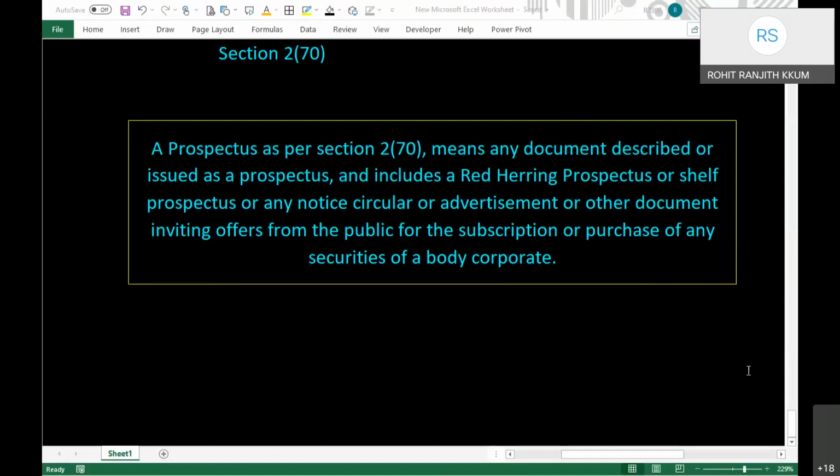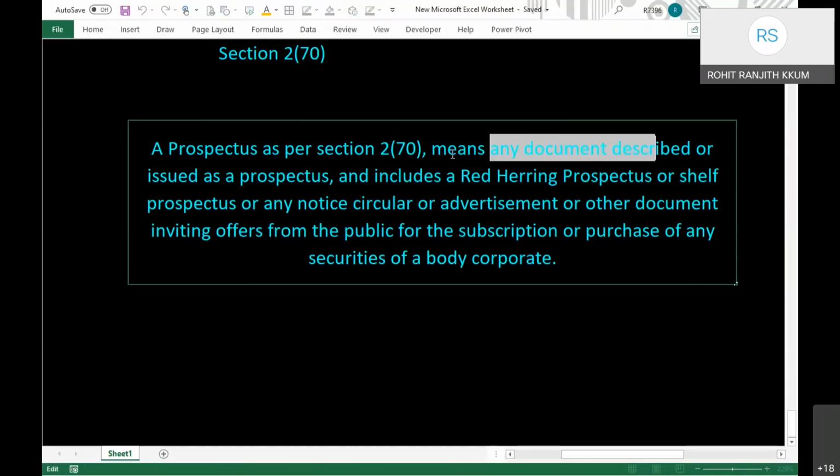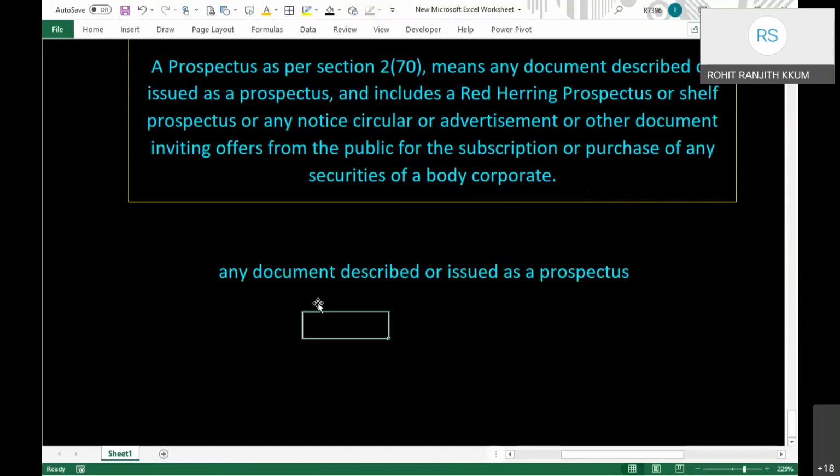Am I audible, guys? All right, let's learn exactly what the definition is. Once you have clarity about the definition of prospectus, you can easily solve all those three questions. The first one is: a prospectus as per section 2, subsection 70 means any document described or issued as prospectus. That is the first sentence over here.